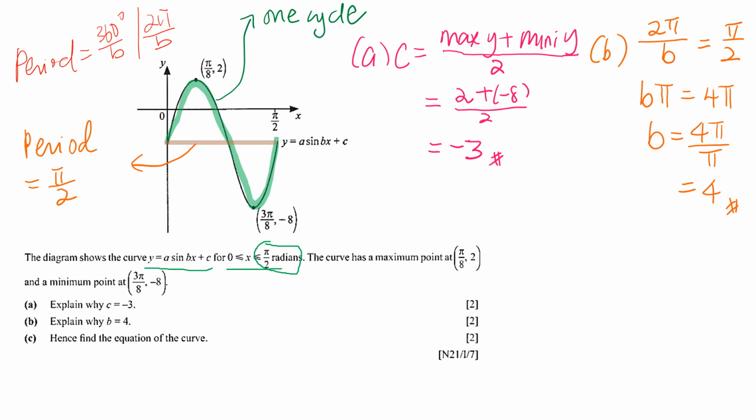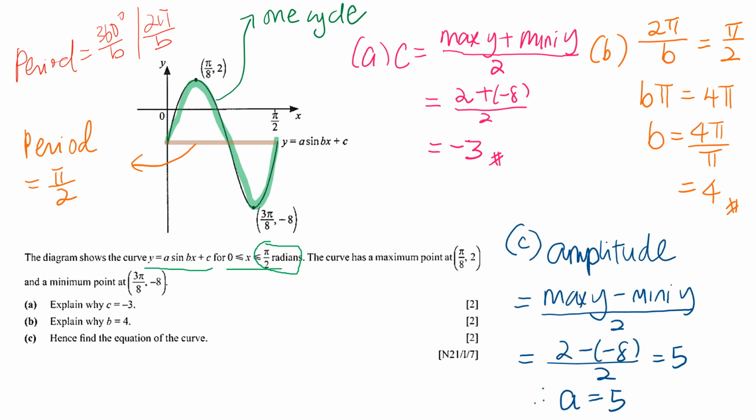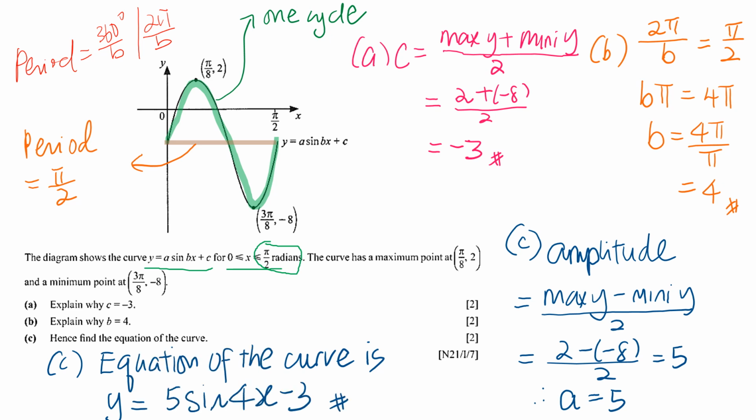Okay, finally, we need to find the equation of the curve. So we still have one more thing to do, and that is to find the amplitude. So to find the amplitude, do you remember the formula? Yes, take the maximum y minus the minimum y, divided by 2. Right, so a is equals to 5. In this case, we're talking about the upright curve, not the inverted one. So putting all these things into your formula, y equals to a sine bx plus c, the equation will be y equals to 5 sine 4x minus 3.